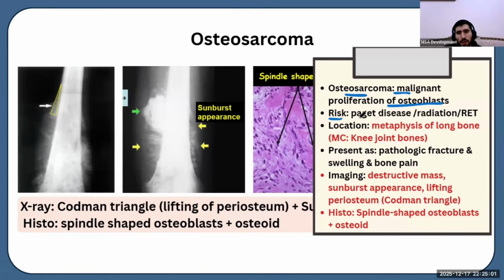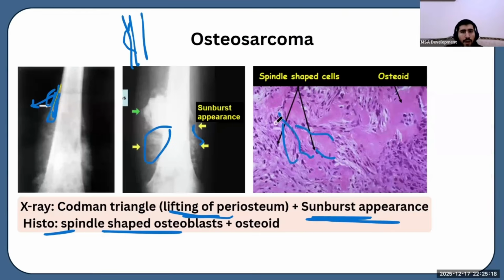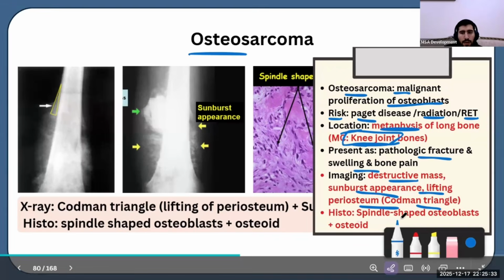The risks for developing osteosarcoma are Paget disease, radiation, and RET, which are not that important. The location is very important. The most common location of osteosarcoma is the knee joint, the metaphysis of the knee joint. If you look at the pictures, except this one, all of them are the knee joint. So, osteosarcoma, most common location is the knee joint. That's very, very important. It presents as pathologic fracture, swelling, bone pain. Imaging shows a destructive mass, sunburst appearance, lifting of periosteum, Codman triangle. Histology shows spindle-shaped cells.